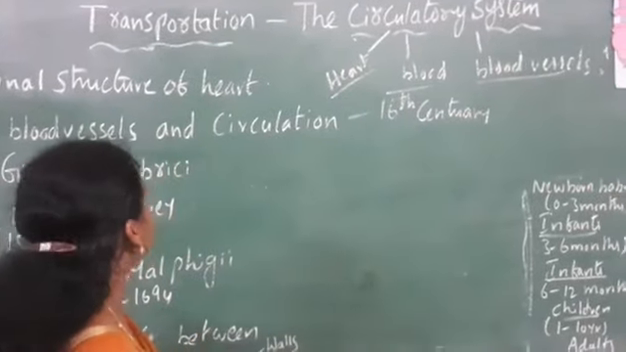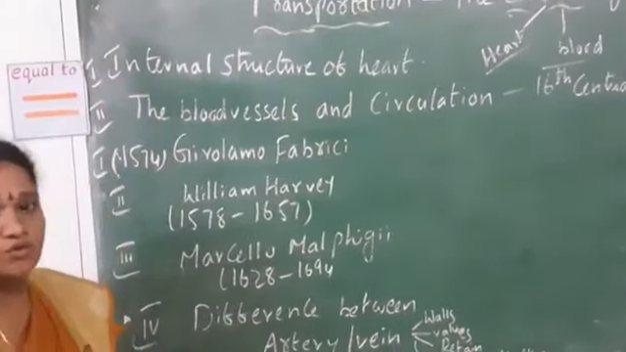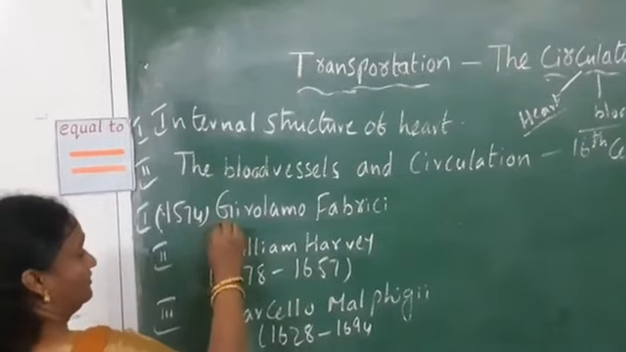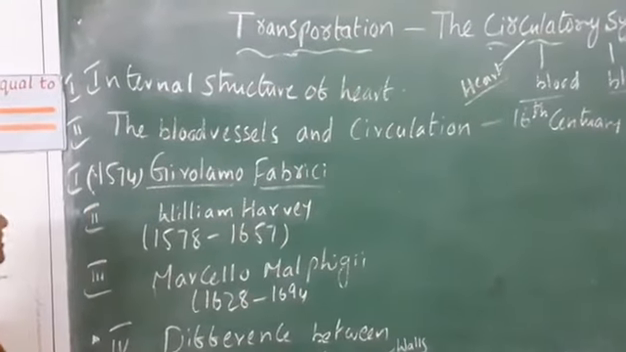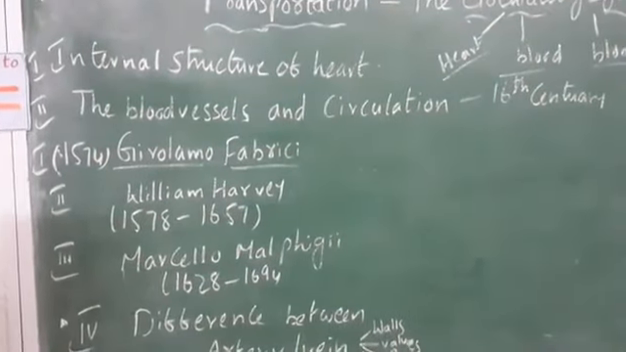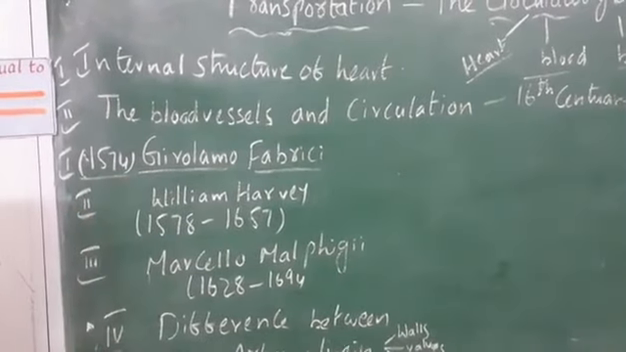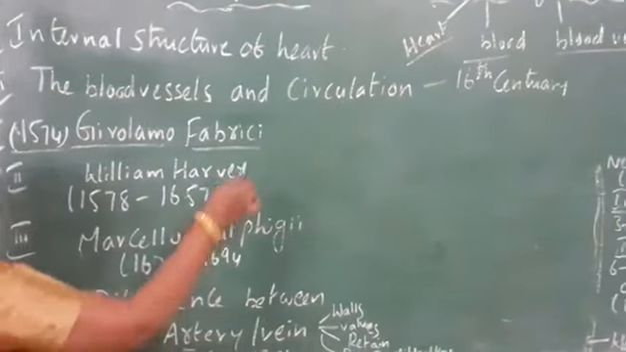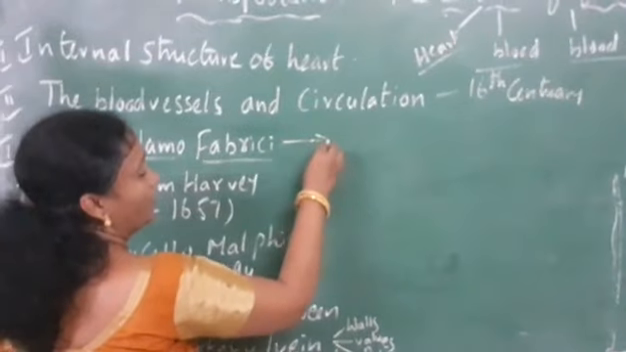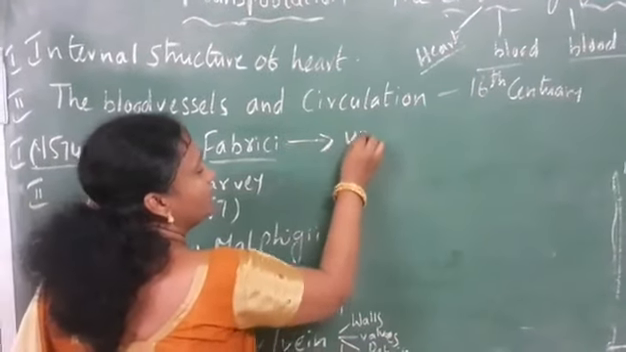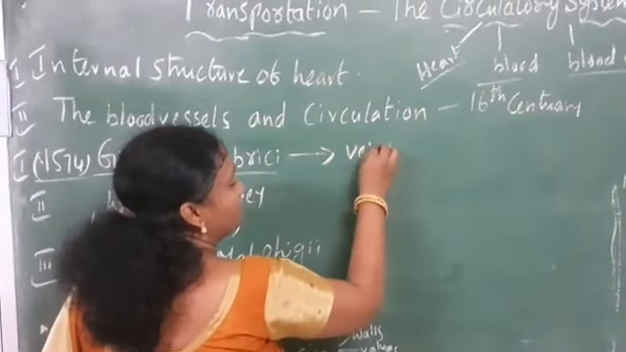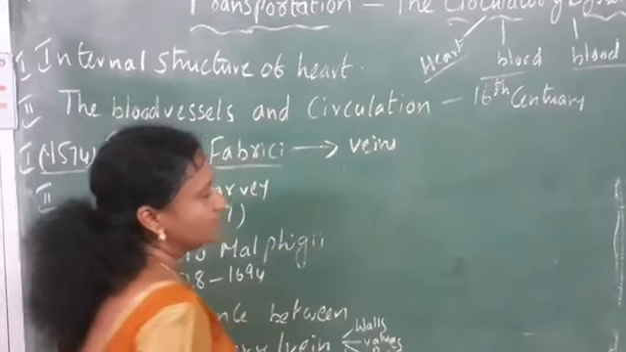So after the 16th century, the first scientist who observed the blood vessels was Girolamo Fabrici. He was active around 1574. He was the first person to observe the veins in the legs.